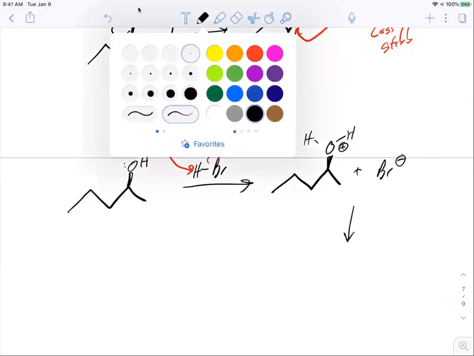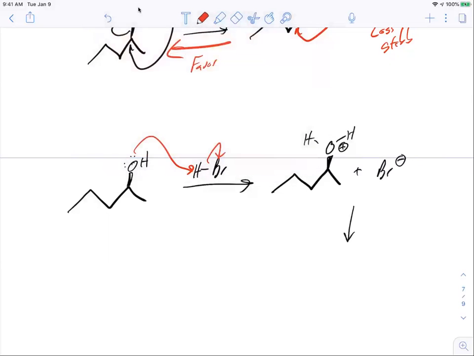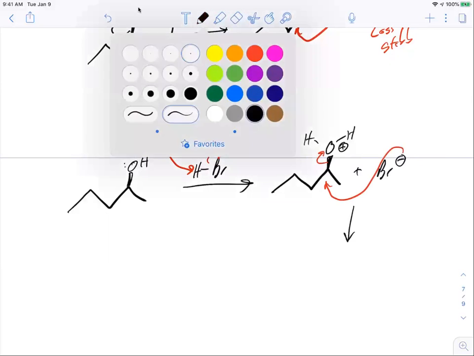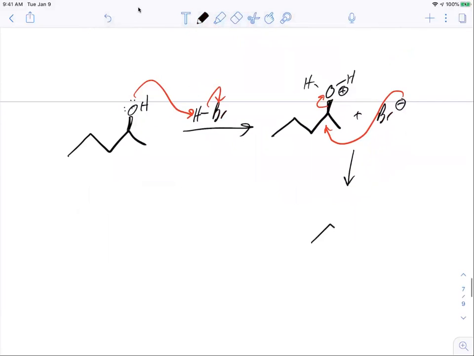It's very stable. So now the nucleophile can come in, and I'm showing this as an SN2. We'll talk about that more when we get to that chapter, when we look at converting alcohols to bromides. But what we're doing here is activating the leaving group. We're actually changing the leaving group from hydroxide to water.